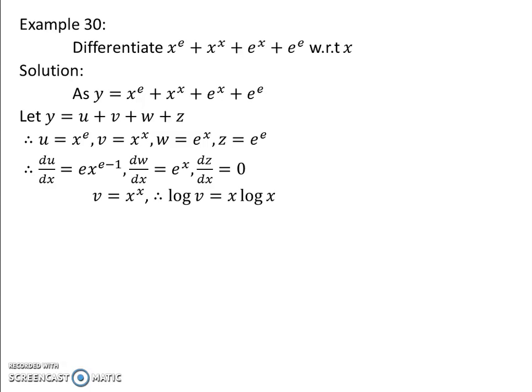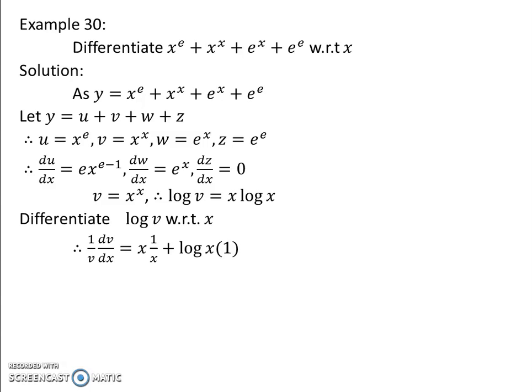Let v equal to x raised to x, therefore applying log, log v equal to x log x. Therefore differentiate log v with respect to x. So again, the derivative of log of something is 1 upon v dv by dx, equal to the right hand side, where we have to use the uv rule: x into the derivative of log x, 1 by x, plus log x into 1. So x will cancel out. Therefore dv by dx is v into 1 plus log x. The value of v is x raised to x, so dv by dx is x raised to x into 1 plus log x. This is the value of dv by dx.